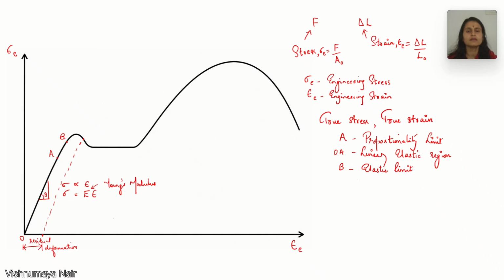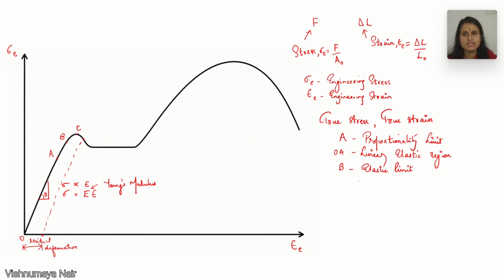Up to point B, the material behaves elastically. So up to point B, we have the elastic zone. After point B, it is the plastic zone. Material starts to plastically deform. Upon further stretching the specimen, the stress continuously increases and it reaches a point over here. This point, we can call it as C.